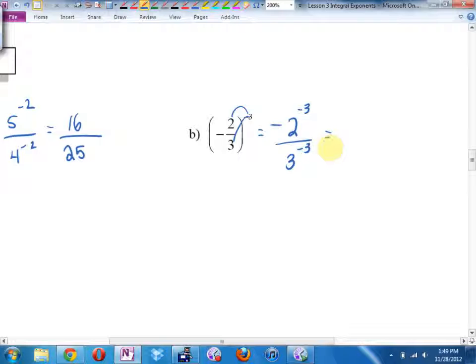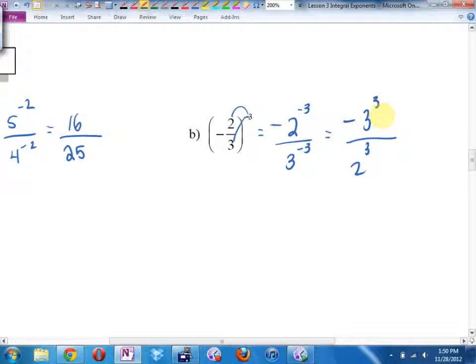Now what? Is there an exponent on the negative? No. Leave it. Is there an exponent on the 2? Yes. What? Elevator. Have we taken care of everything on the top? Yep. Let's go down to the bottom. Is there an exponent on the 3? Yeah, what? Elevator.